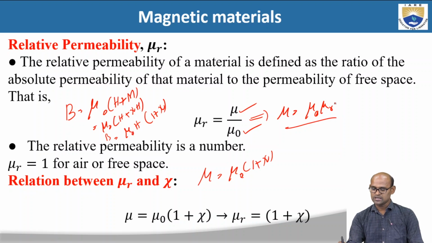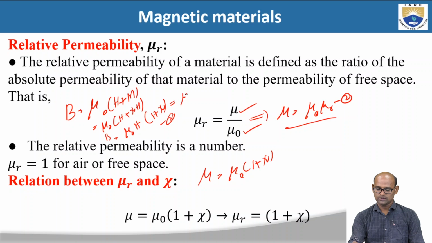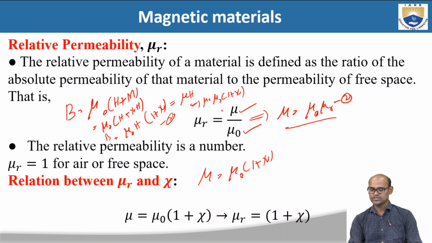So comparing this equation and this equation, if I write B is equal to mu into H, where mu is equal to mu naught into 1 plus chi, then comparing the two equations we find that mu r is equal to 1 plus chi, or mu is equal to mu naught into 1 plus chi. So from this equation, we get the relation between mu r and chi.